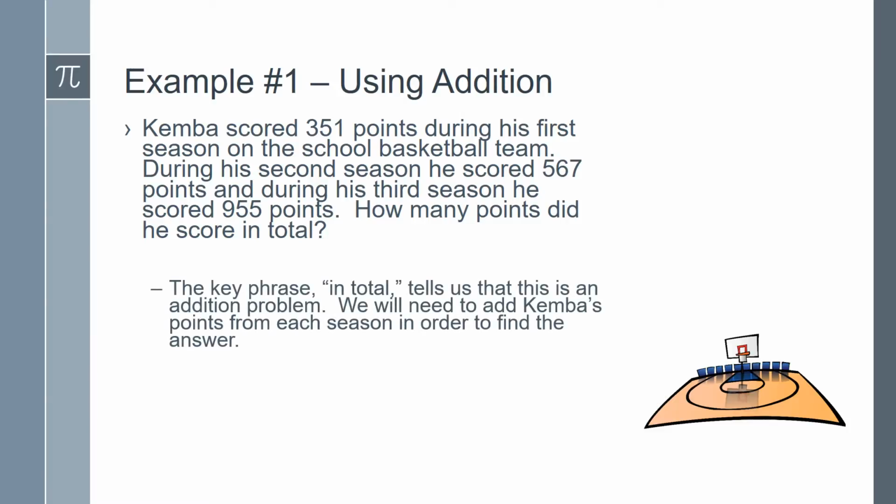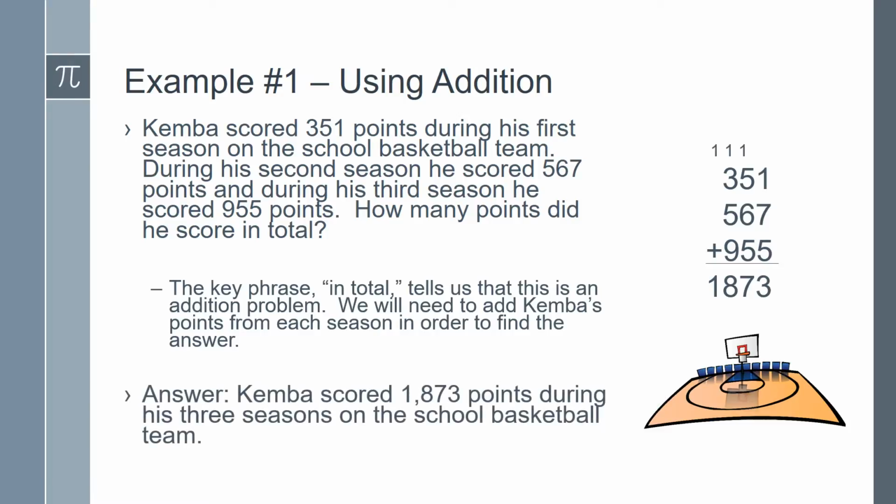If we look at the key phrase in total, this tells us that this is an addition problem. So we will need to add Kemba's points from each season in order to find the answer. So we will add 351, 567, and 955. If we add these up, we find a total of 1,873 points. So our answer? Kemba scored 1,873 points during his 3 seasons on the school basketball team.